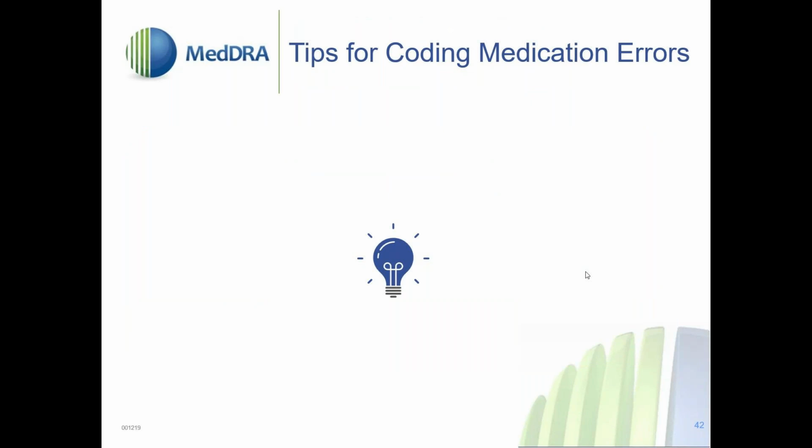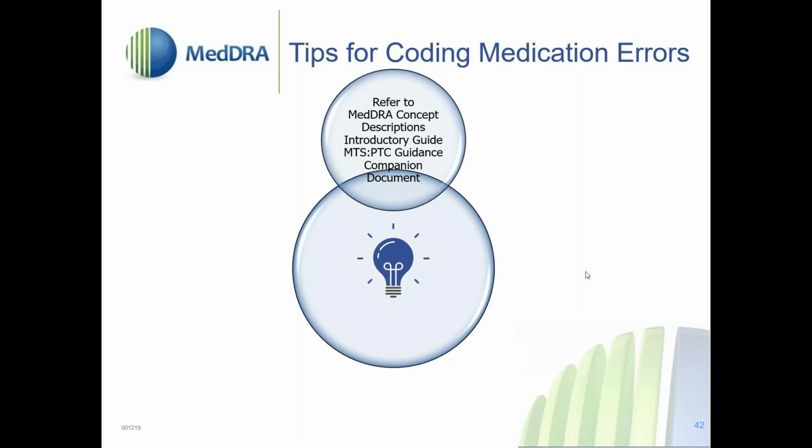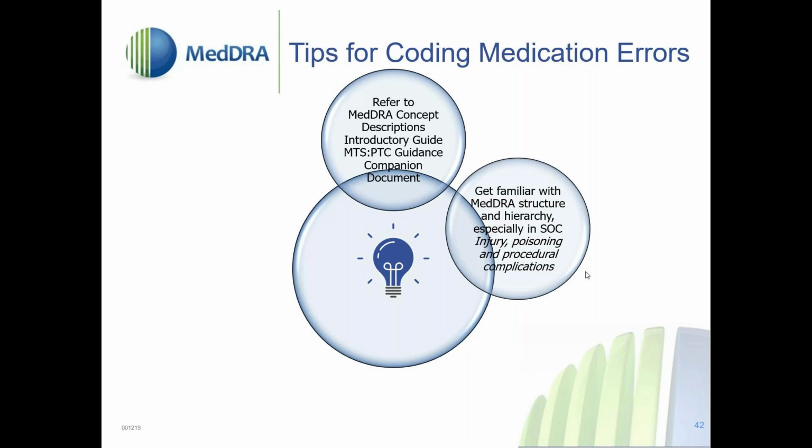For coding product use errors and problems, the following tips may be helpful. First and foremost, you should be familiar with the MedDRA concept descriptions and the points to consider guidances, like the points to consider document for MedDRA term selection and the companion document, so that you know where to find more detailed information, more guidance in order to achieve accurate and consistent coding. You should also have good knowledge of the MedDRA structure and hierarchy, particularly in SOC injury, poisoning, and procedural complications.